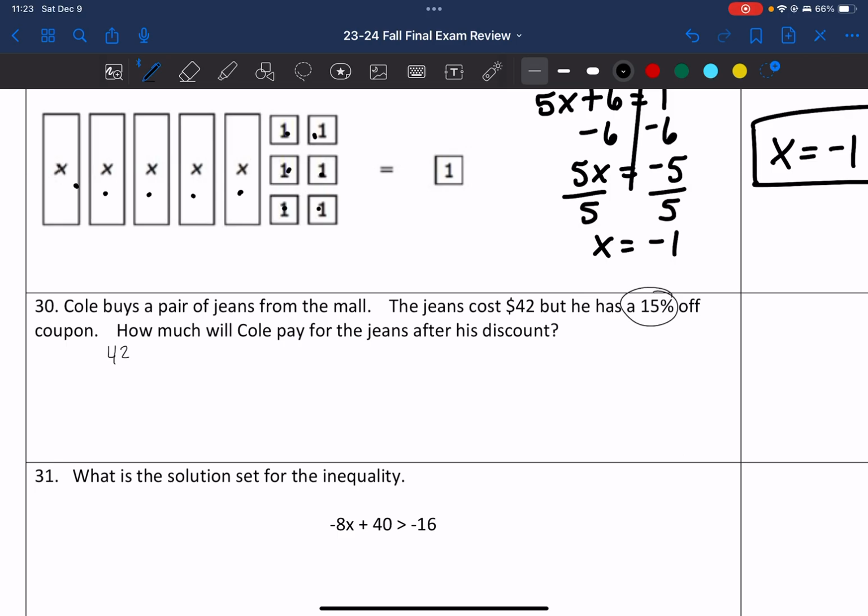This is a percent off, but I need to change it to a decimal, so that is going to be 0.15. Remember, when multiplying with decimals, you do not have to line up the decimal. You line up the last digit. So writing it as 42 whole number times 0.15 is fine. So 5 times 2 is 10, 4 times 5 is 20, plus 1 is 21, 2 times 1 is 2, 1 times 4 is 4.